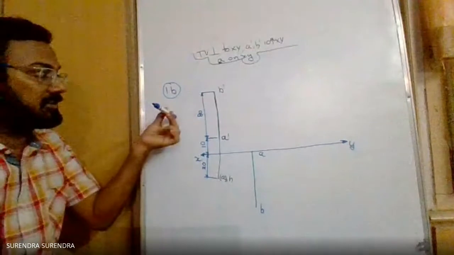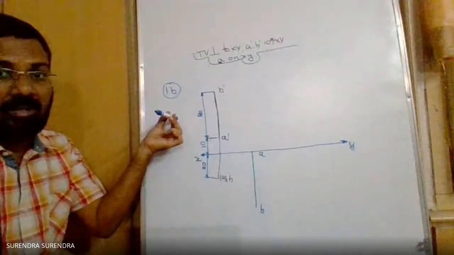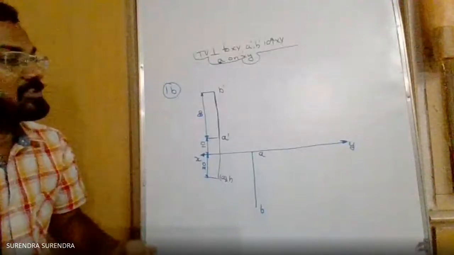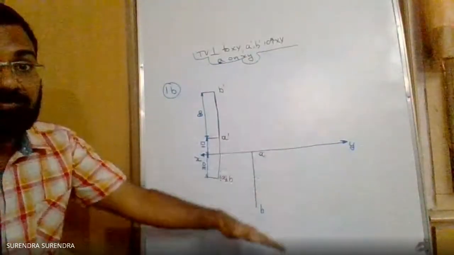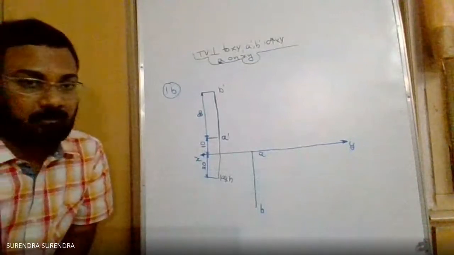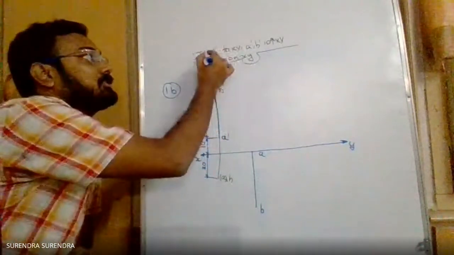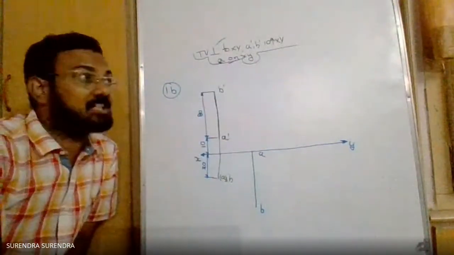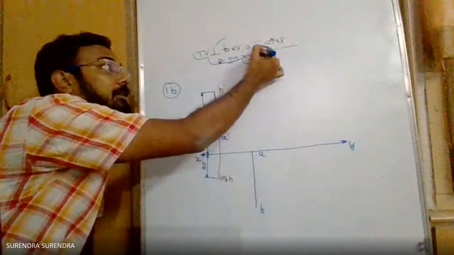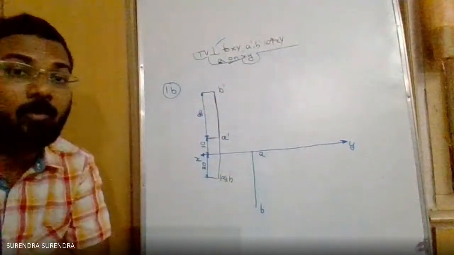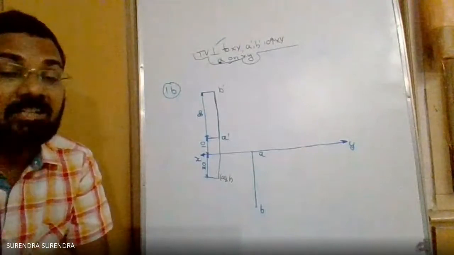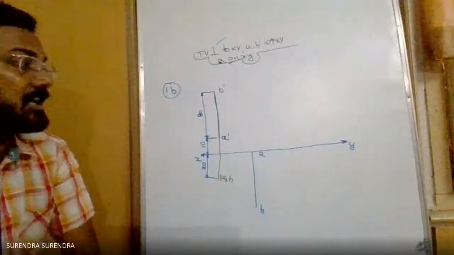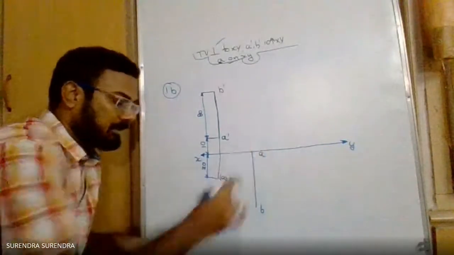So the line is starting from the vertical plane. It is perpendicular to the vertical plane, and one end is in the vertical plane. That's why the line starts from the vertical plane. Now we have completed representing these two conditions. The third condition is that the line A dash B dash is 10 mm above the horizontal plane. Means both the endpoints A dash and B dash are at a height of 10 mm above the XY line.